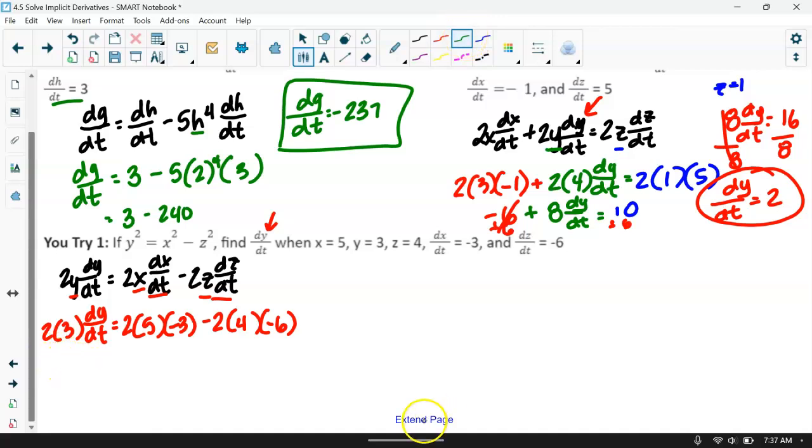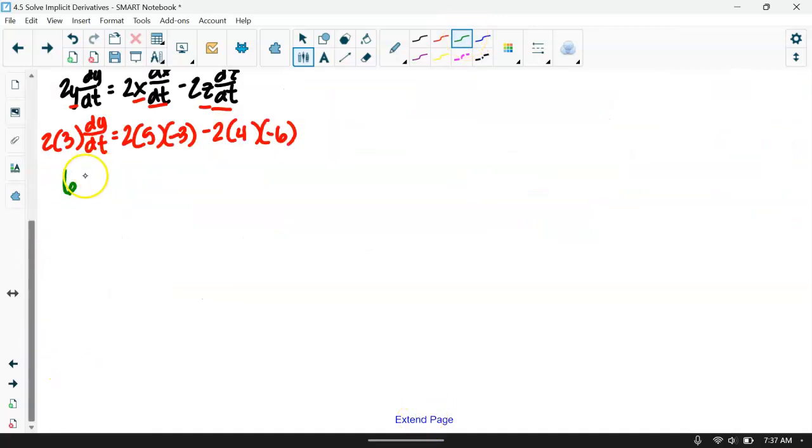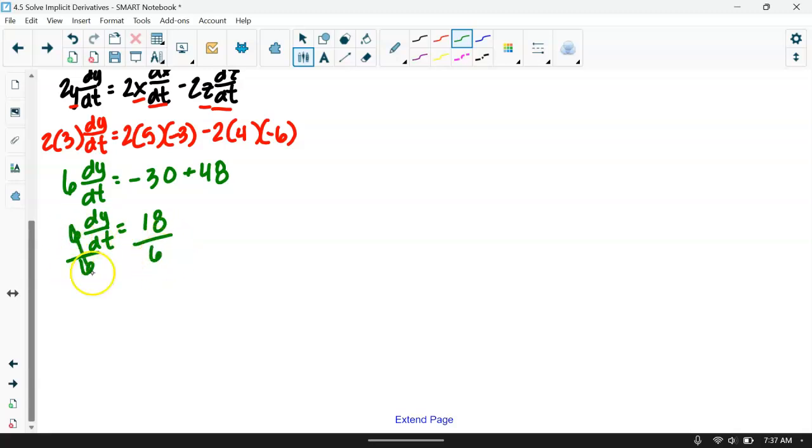Now it's all about simplifying. So here I've got 6 dy/dt is equal to -30 plus 48, from negative times negative. So I've got 6 dy/dt is equal to 18. Divide by 6 because that's what's being multiplied. And the derivative of y with respect to t is equal to 3.